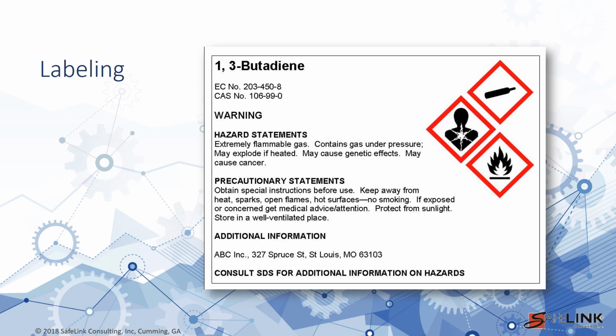The signal word on this label is warning. The signal word can be either warning or danger. This label also contains hazard statements and precautionary statements. The additional information is the name of the manufacturer or could be the distributor and that company's address. Also note the pictograms on the right side of the label. In the following slides, we will discuss the various pictograms that you'll be seeing on the products and sometimes on the safety data sheets.